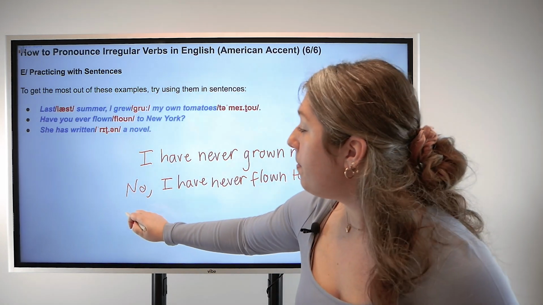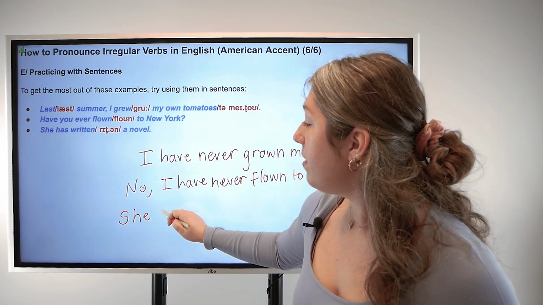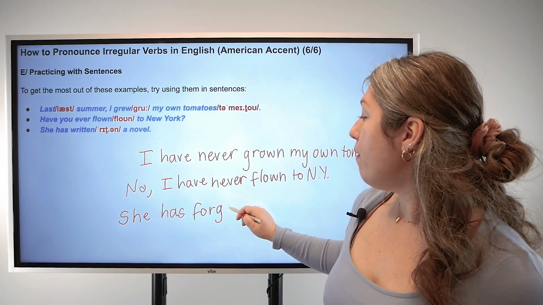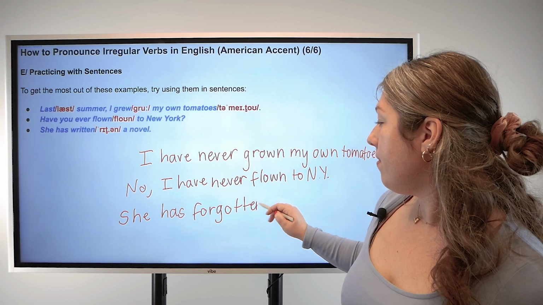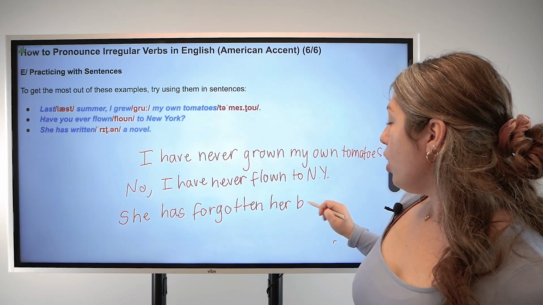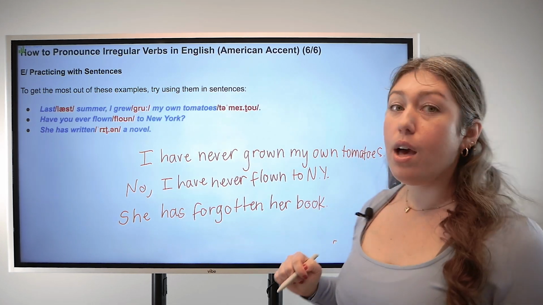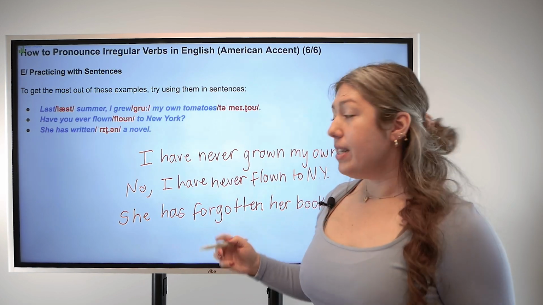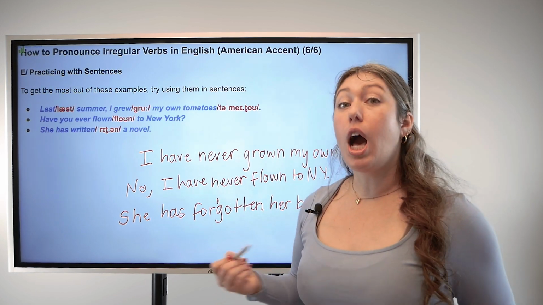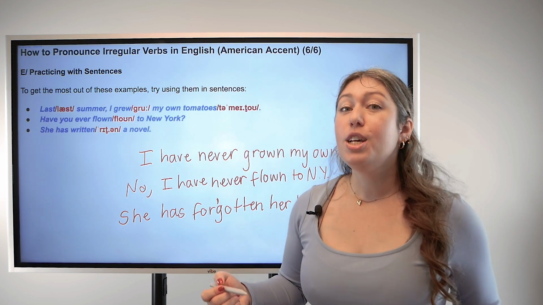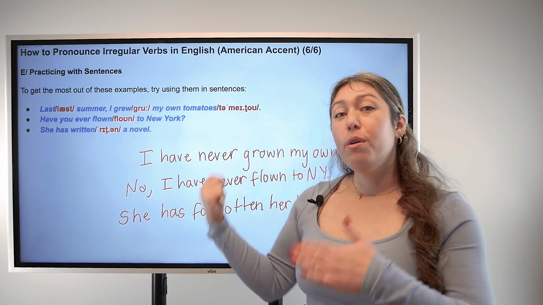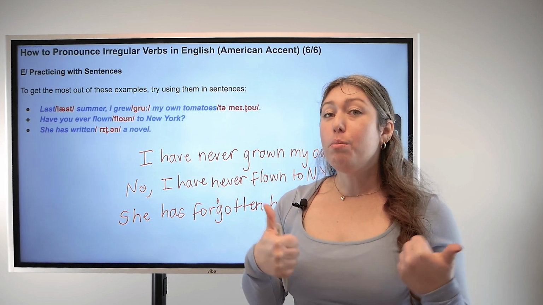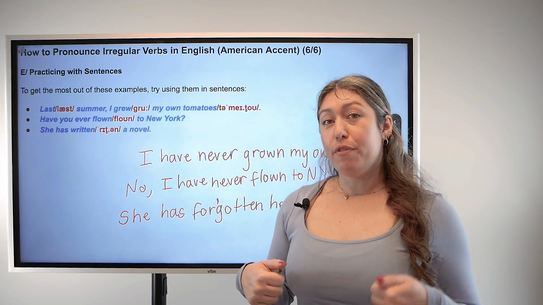Or for example, she has forgotten her book. Remember, with forgotten, just like forget, forgot, we emphasize the second syllable. Forgotten, forgotten. So make sure that you go through and practice pronouncing everything with me again to really get your fluent pronunciation for irregular verbs.